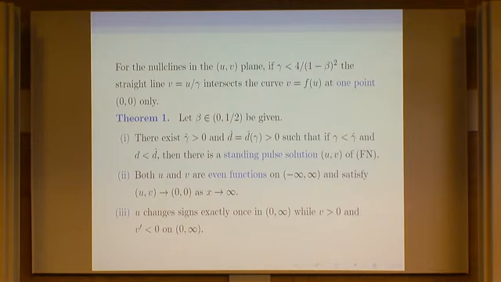Okay, so the first result I want to tell about is the standing wave. What we have proved is there exist gamma hat and D hat, such that if gamma is less than gamma hat and D is less than D hat, there is a standing pulse solution.